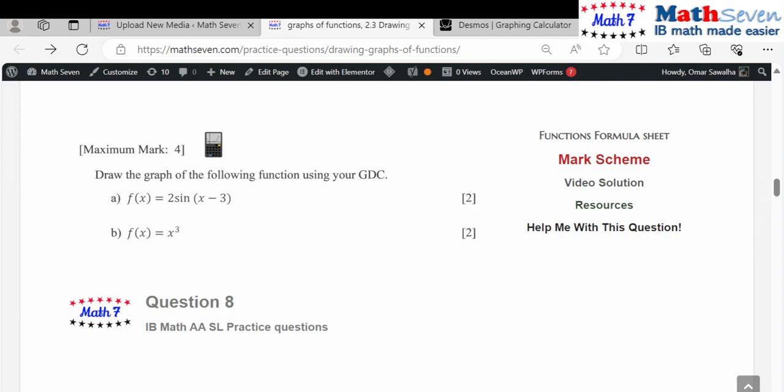Okay, that's it for this question. They're asking you to use the graphing calculator, and again, for part A we're going to take it in detail in grade 12, but x cubed, yes, you're responsible to know how to graph this without the calculator.